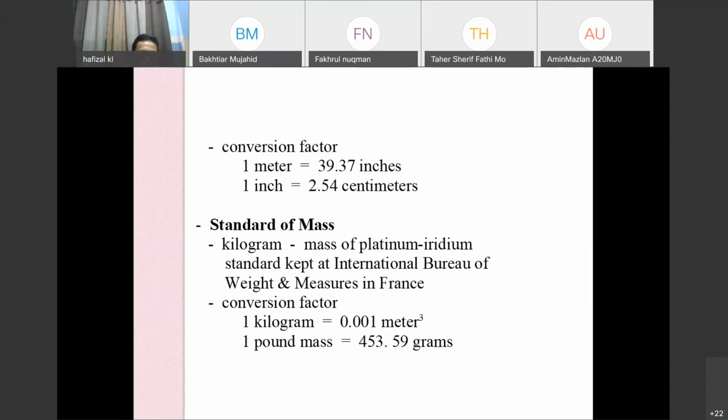Okay, we have meter, we have centimeter, we have millimeter. Okay, others we have standard of mass. Okay, another standard they use is pound, basically in the US.